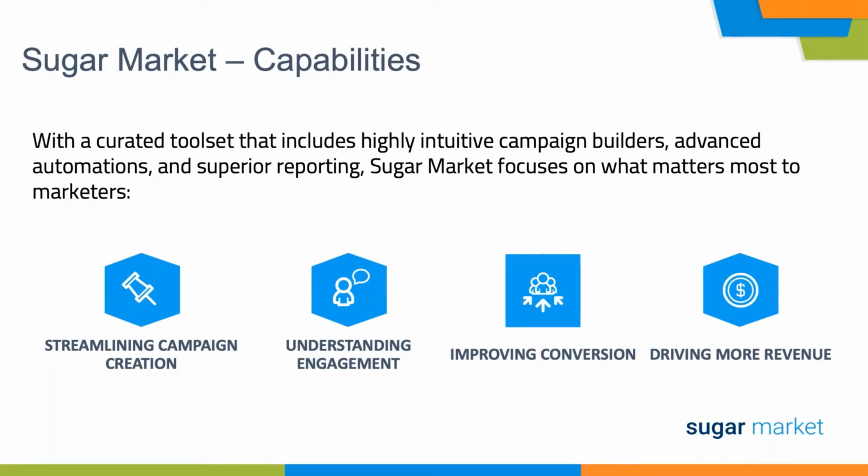So let's start with Sugar Market. Sugar Market is really a rebranding of the Salesfusion product that we acquired a few months ago. We're just bringing them into the Sugar brand. We're bringing them under a common naming umbrella, but the set of things that Sugar Market does remain the same. Sugar Market's all about campaign creation and making that as easy and facile as possible. It's about understanding the engagement that you're having with customers and what kinds of marketing campaigns are working and which ones aren't. It's about improving conversion rates throughout the pipeline, and it's about, of course, driving more revenue.